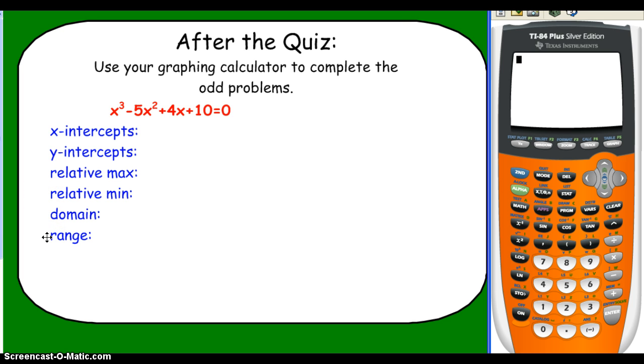But it says use your calculator, and the directions in the worksheet are going to be use your graphing calculator to complete just the odd problems. So here's an example. You would obviously go to your calculator and turn it on, and you would type the equation in exactly as you see it: x cubed minus 5x squared plus 4x plus 10. And then from here, we would hit graph.